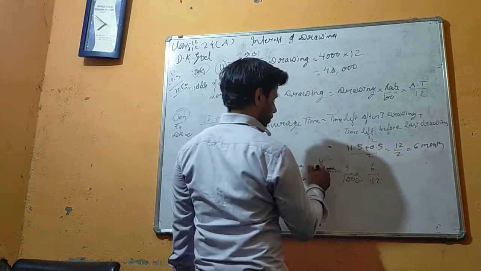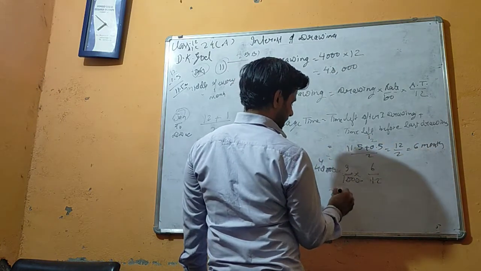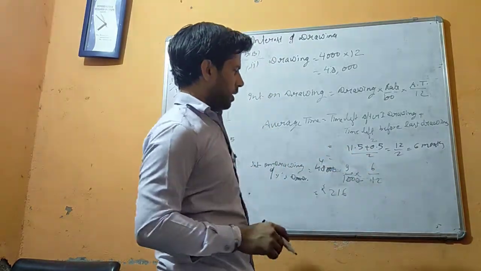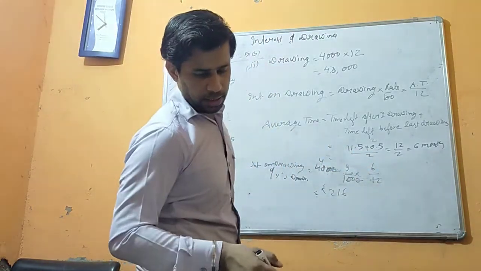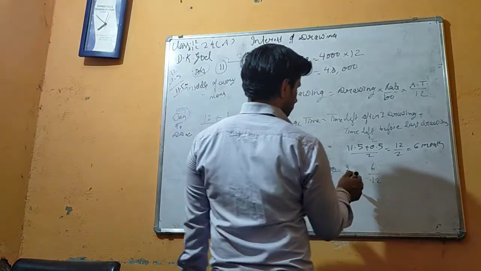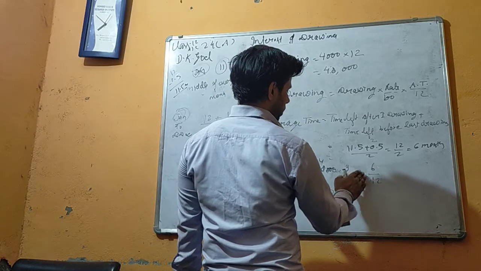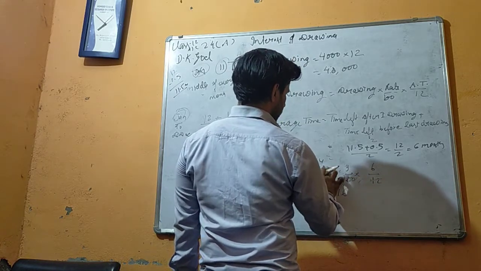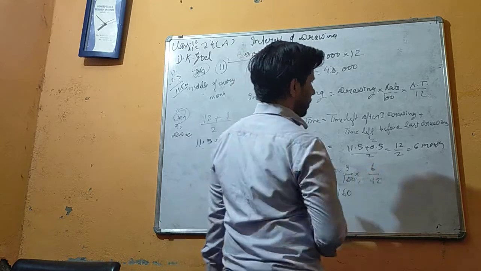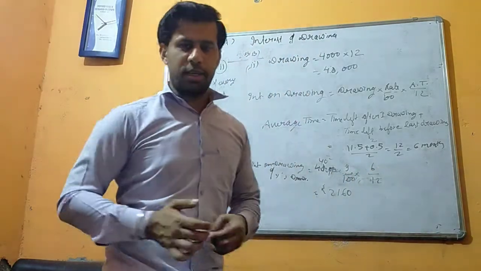Now 12, 4, 48, multiply them, 216 rupees, and this is your interest on drawing. 216, something is wrong there, because we have written this 0 extra, so the 0 will be cancelled. 10 will be put and it is 2160. This is how the interest on drawing will be calculated.